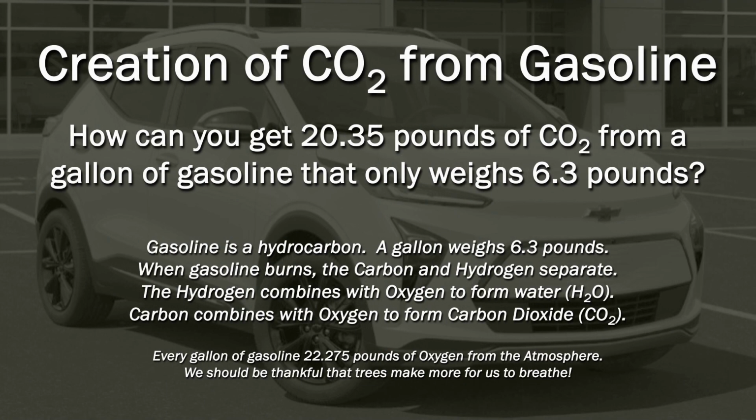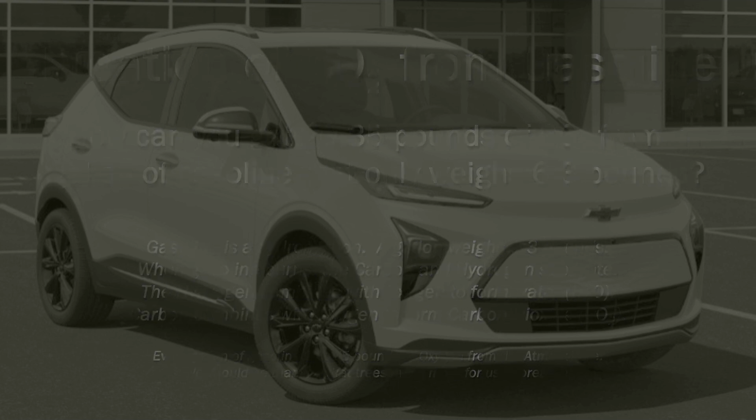The creation of CO2 from gasoline: how can you get 20.35 pounds of carbon dioxide from a gallon of gas that only weighs 6.3 pounds? Well, gasoline is a hydrocarbon. When a gallon of gas burns, the carbon and hydrogen separate. The hydrogen combines with oxygen to form H2O, water. Carbon combines with oxygen to form carbon dioxide, or CO2. Every gallon of gasoline uses 22.275 pounds of oxygen from the atmosphere. We should be very thankful that trees make more for us to breathe on a daily basis.